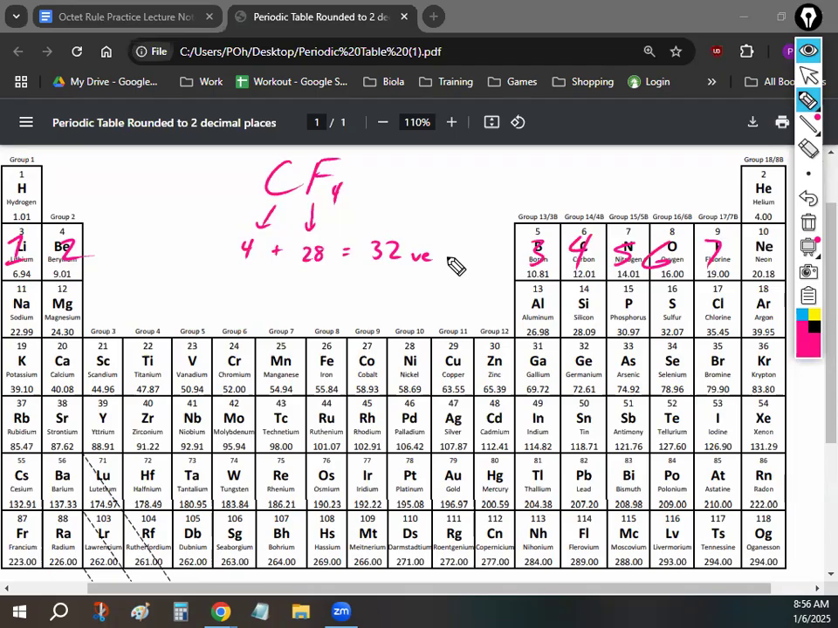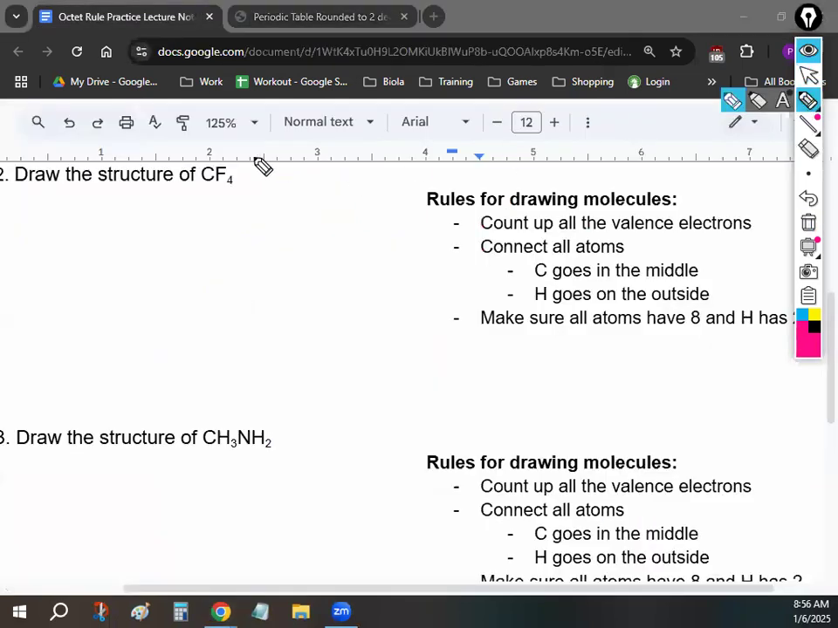Yeah, because there are 4 Fs. That's correct, yeah. So you got to multiply it. Or, I mean, you can technically do 4 plus 7, 4 times. So 7 plus 7 plus 7 plus 7. That works as well. Okay, but 32. So kind of a big number, but it actually is pretty easy to put together once we start drawing the structure. So let's mark that CF4 has 32 valence electrons.